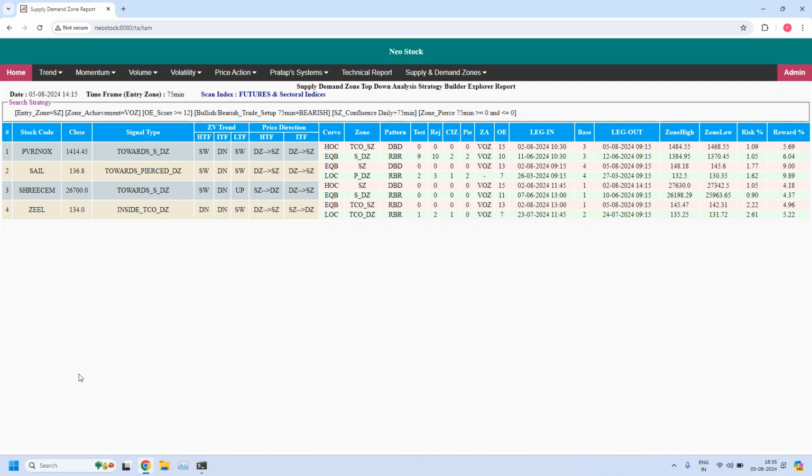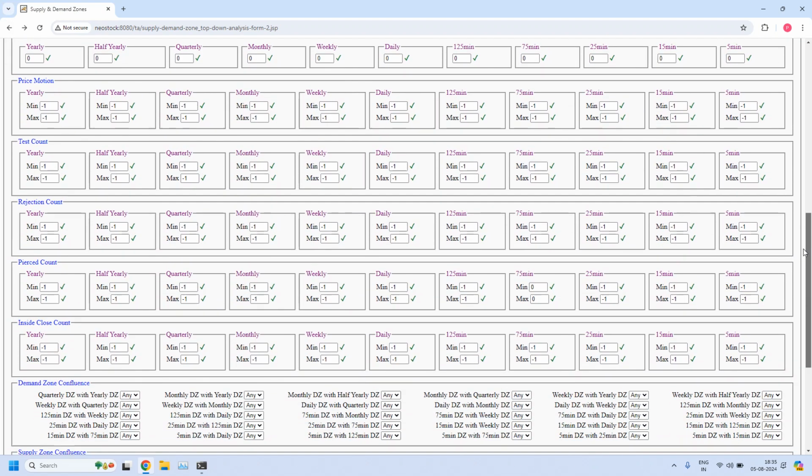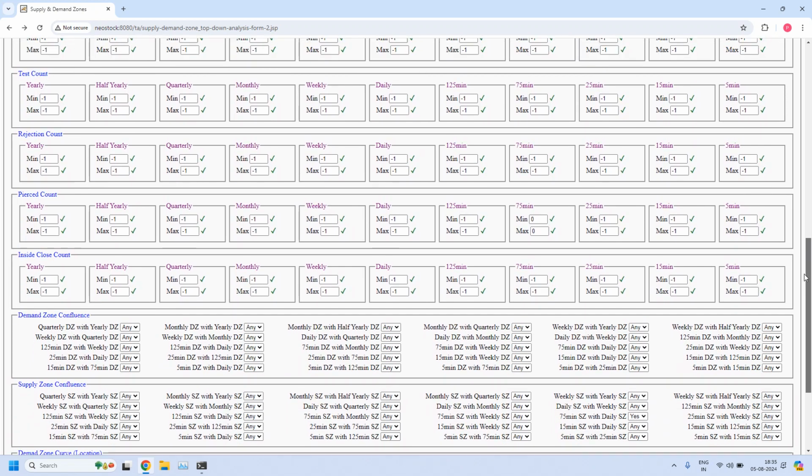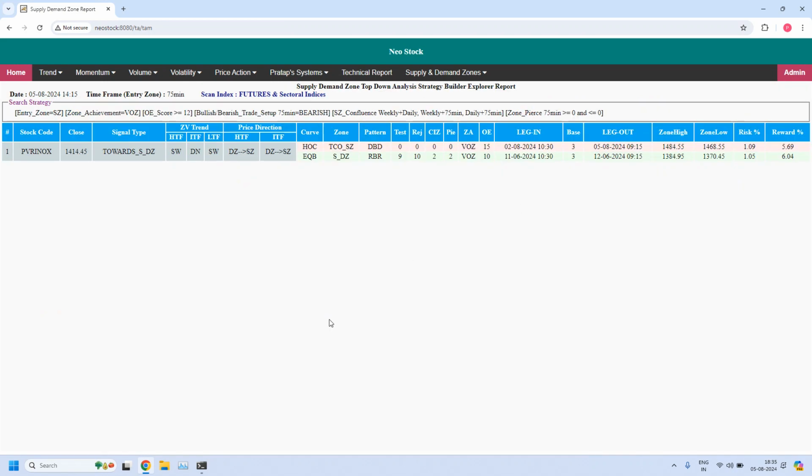Now let us check how many of these again have confluence with weekly also. That is LTF, HTF, ITF confluence. So we already enabled. Now 75 with weekly also I am enabling, LTF and HTF, and also I am enabling daily with weekly, that is ITF and HTF. Now all the 3 confluences. Only one stock, PVR Inox, is supporting all the 3.